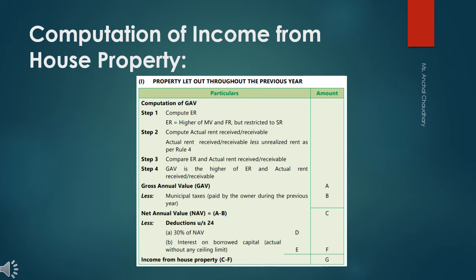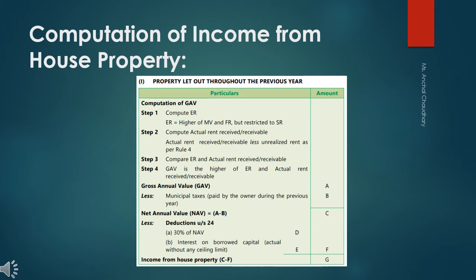Understood? First of all, we have to compare the municipal value and fair rent, and take the higher value of the two. Then second, we have to also see whether it is exceeding the standard rent. In that case, we have to take standard rent as the base value, and we will consider it as the ER value.